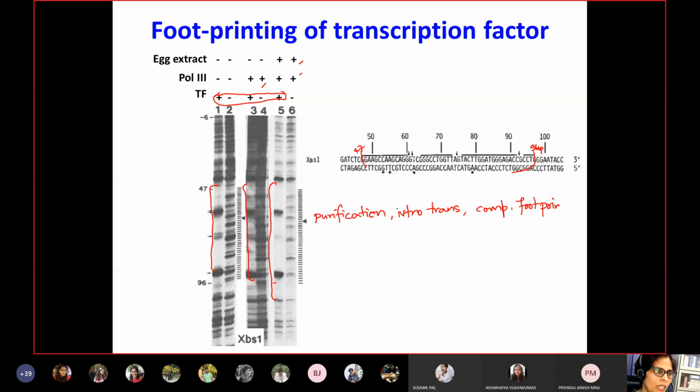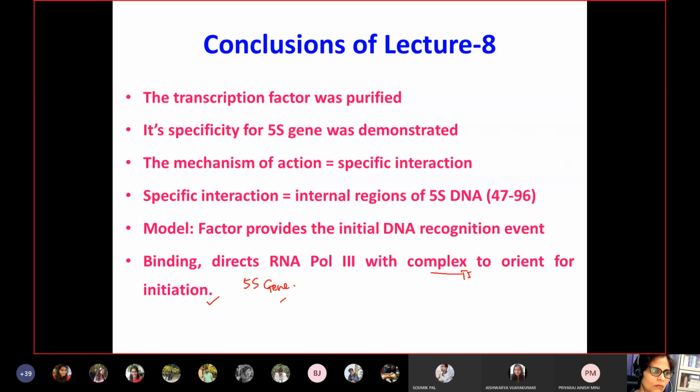These are part of probably earlier lectures, so I am not covering that in detail. But certainly, if you do not understand the basic thing here, you should go and clear your concepts at that time. This is why they have taken this 5S gene. Okay, ma'am. Thank you, ma'am. Yeah, welcome.